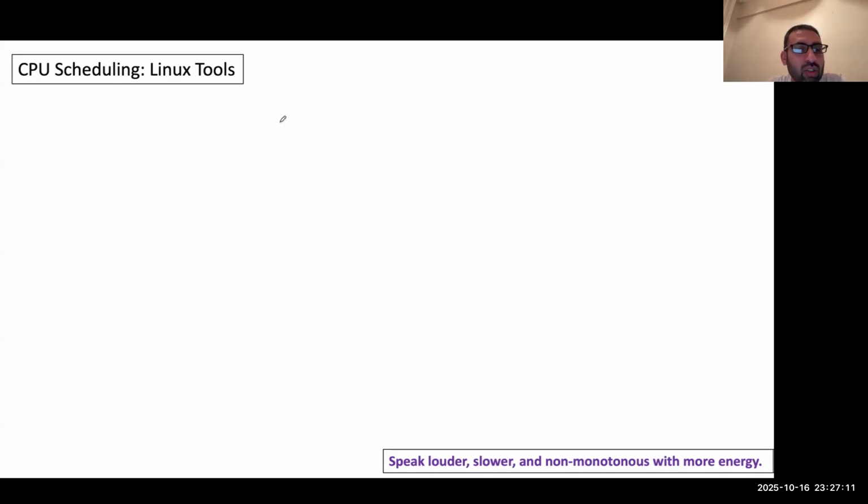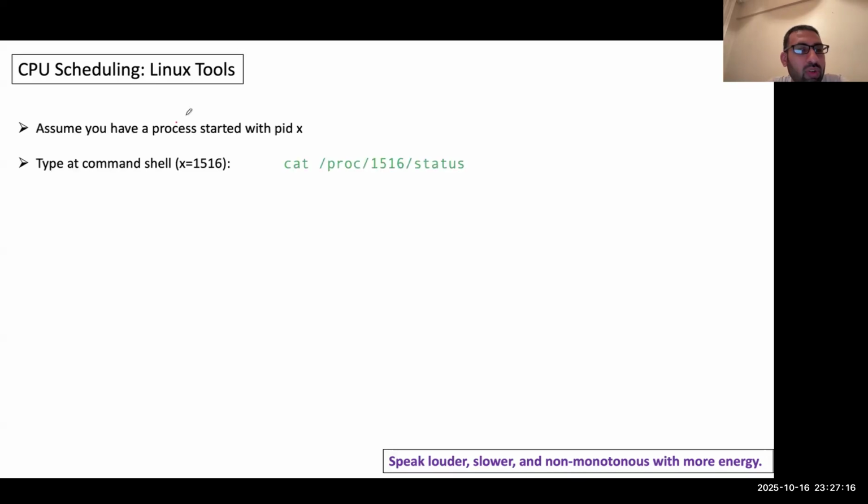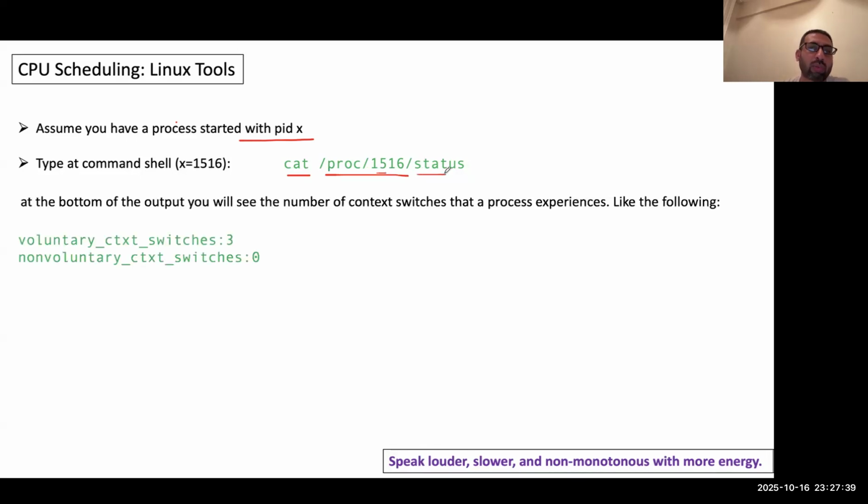So, CPU scheduling. Let's have a look at some Linux tools which we can use in the context of scheduling, for example, to get some information. Let's assume that you have a process started with PID X. So a process is running and its process ID is X. You can use the command cat /proc/X/status. If you write this in the terminal of Linux, for example Ubuntu, you will see the following type of output.